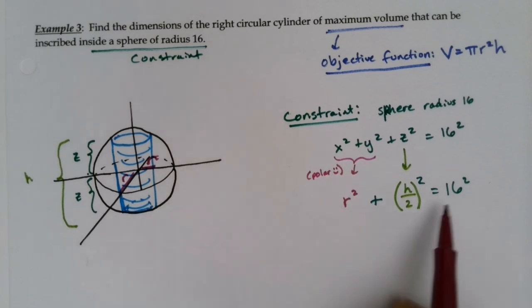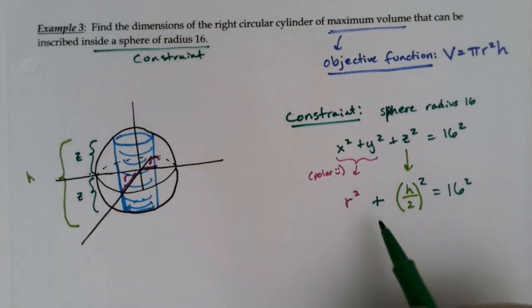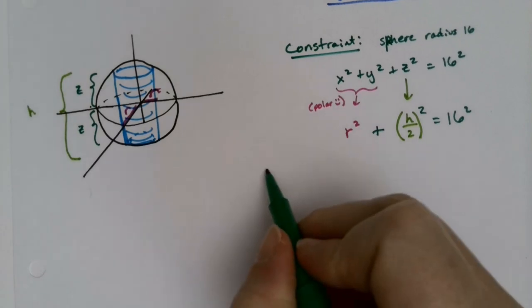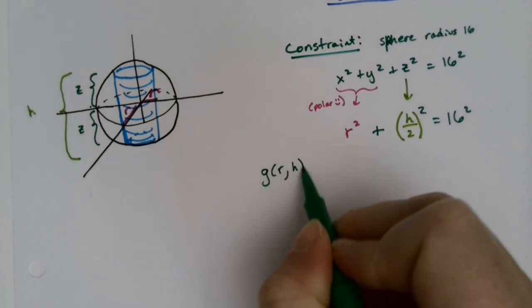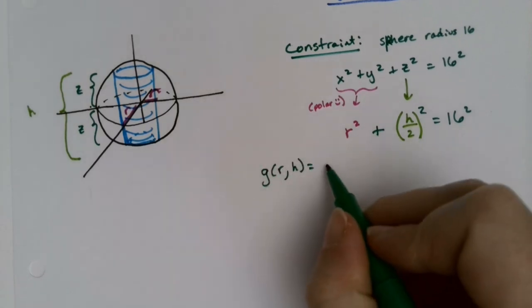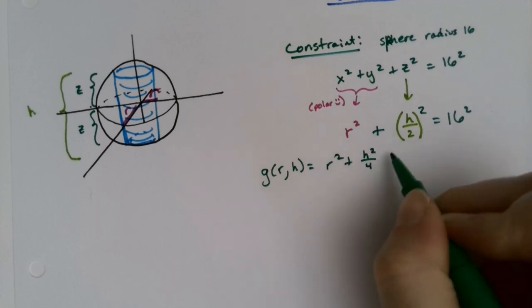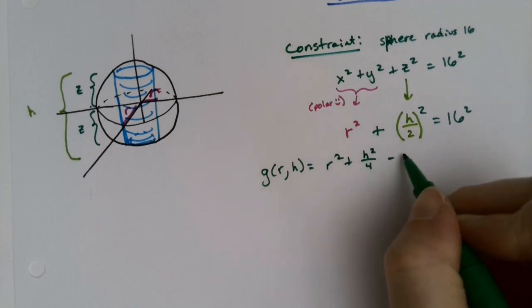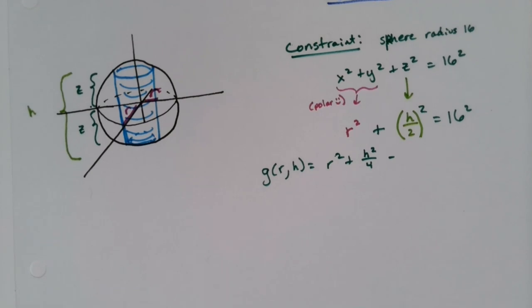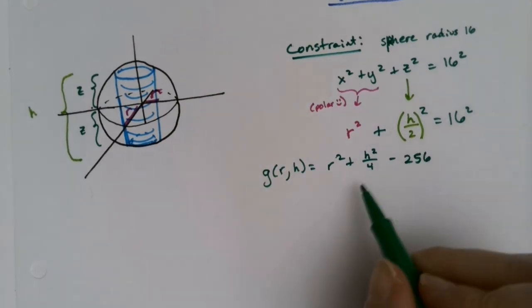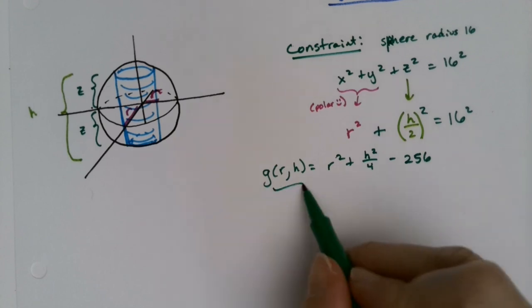All right, so then we have to make a constraint function out of it because it does us no good in the Lagrange multiplier method if it's equal to a number. So we have to turn this into g of r, h, which is r squared plus h squared over 4 minus 16 squared. 16 squared is 256, right? There's our constraint function right here.